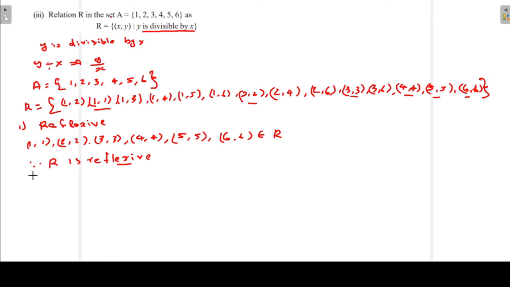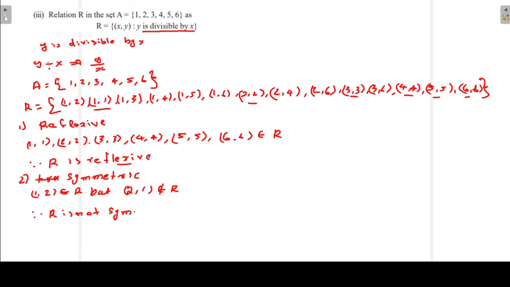Next you check whether R is symmetric. So you take (1, 2) belongs to R, but (2, 1) does not belong to R. Similarly, (1, 3) belongs to R, but (3, 1) does not belong to R. So (1, 2) belongs to R, but (2, 1) does not belong to R. So this means R is not symmetric.